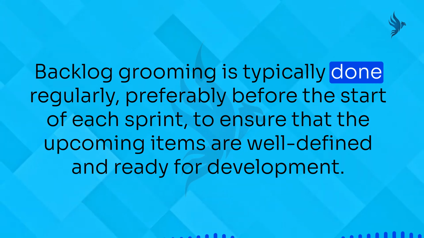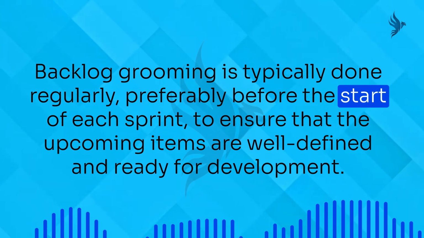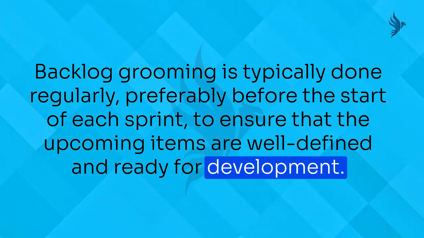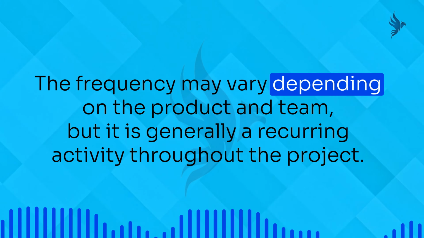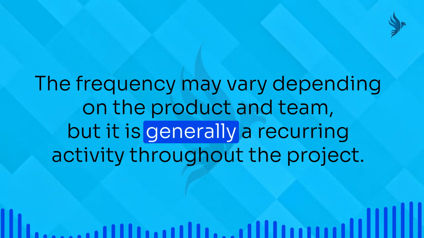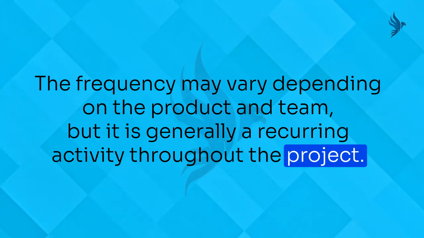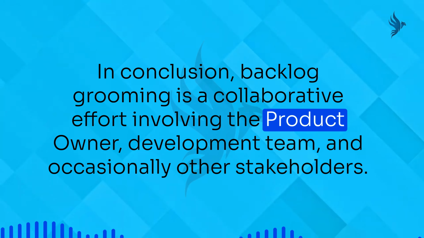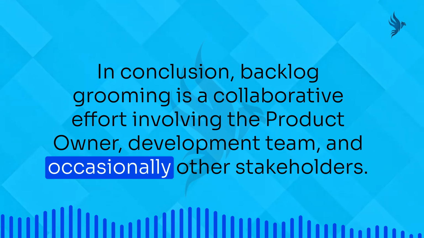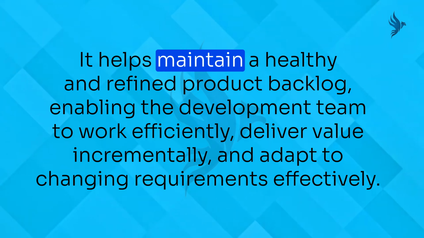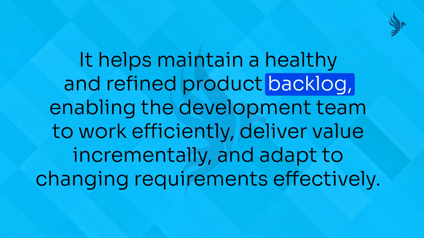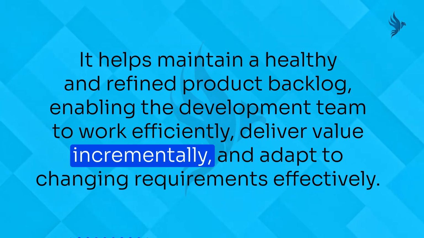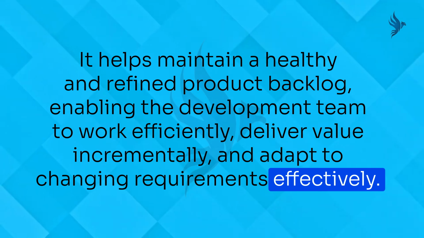Backlog grooming is typically done regularly, preferably before the start of each sprint, to ensure that the upcoming items are well defined and ready for development. The frequency may vary depending on the product and team, but it is generally a recurring activity throughout the project. In conclusion, backlog grooming is a collaborative effort involving the product owner, development team, and occasionally other stakeholders. It helps maintain a healthy and refined product backlog, enabling the development team to work efficiently, deliver value incrementally, and adapt to changing requirements effectively.